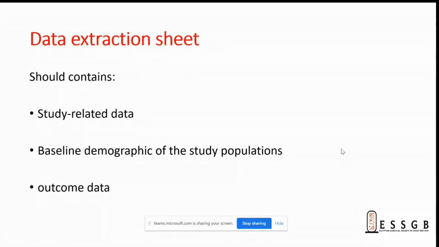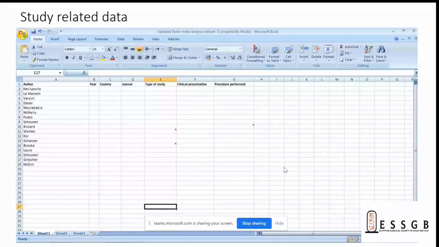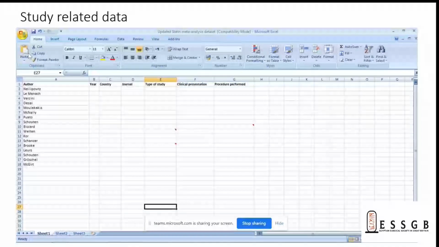For example, if I have done a search strategy and I've identified 18 papers, you usually put the name of the first author of that study in each row in the Excel sheet. And then you start to extract study-related data, which is very, very easy to pick up from each paper. For example, the year of publication, the country where the paper was published, the journal, the type of study design, and the clinical presentation or procedure performed.